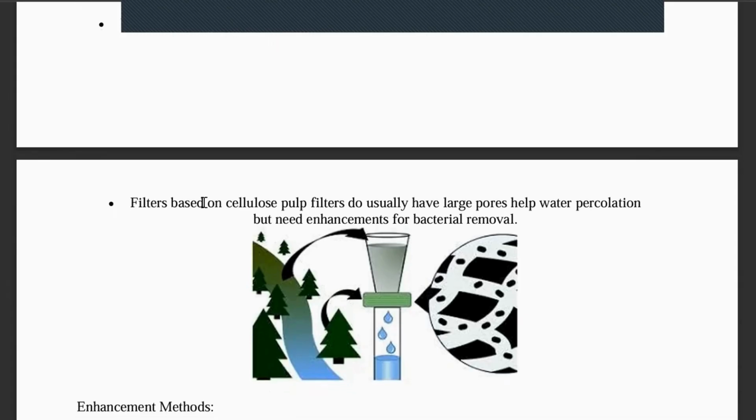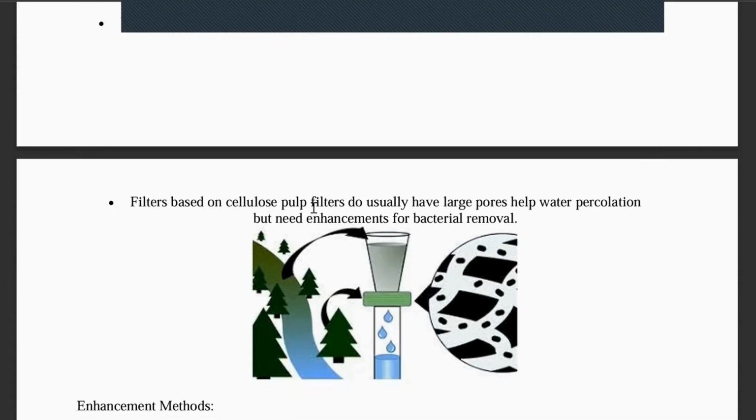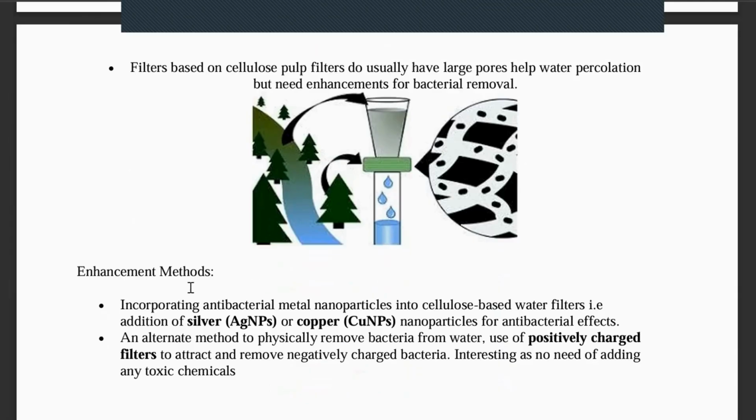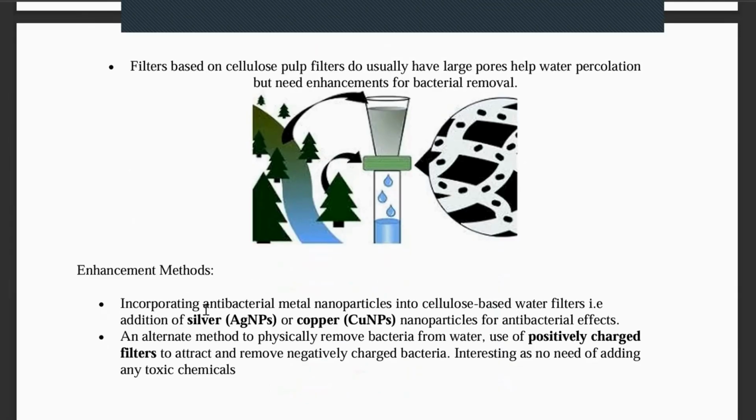These filters based on cellulose pulp usually have large pores that help in percolation, but they need enhancement for bacterial removal. That is, the large pores filter the water, but the bacteria are not removed. To enhance this, we incorporate antibacterial metal nanoparticles into the cellulose-based water filters, that is, addition of silver and copper nanoparticles for antibacterial effects.